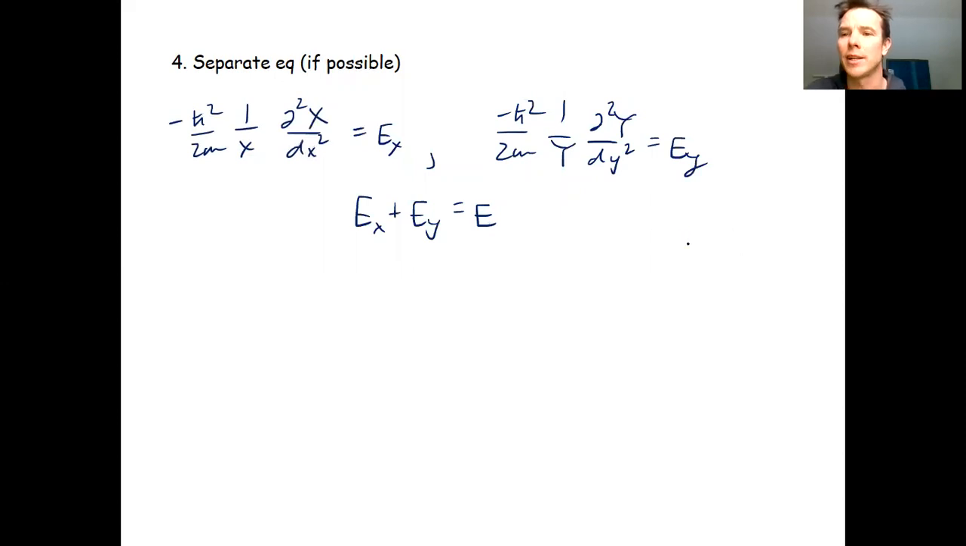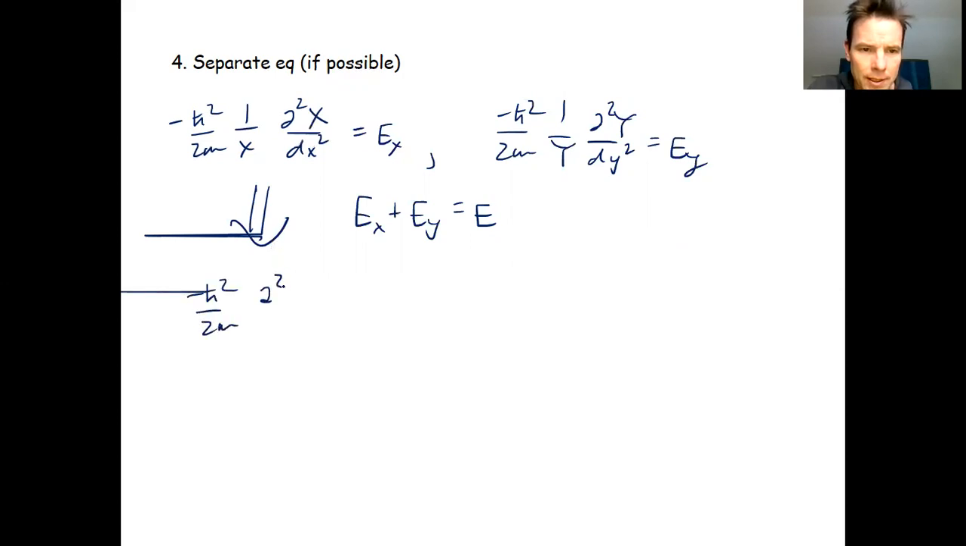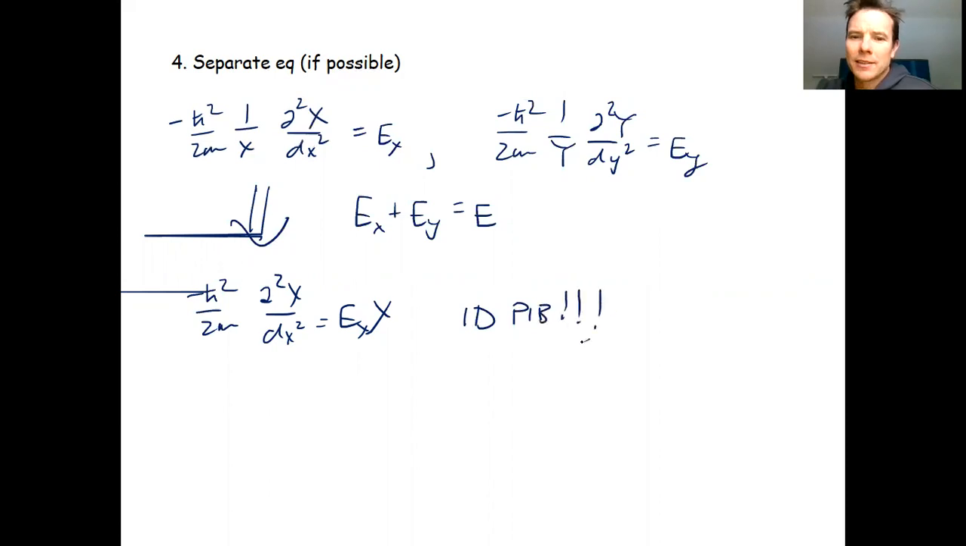It's separated. And this is important because I can rearrange this equation. If I bring my capital X over here, what does this look like? Well, I have different variables. I have x's and E_x's, but I hope you recognize that this is just the one-dimensional particle in the box. And therefore, the solutions are exactly the same.